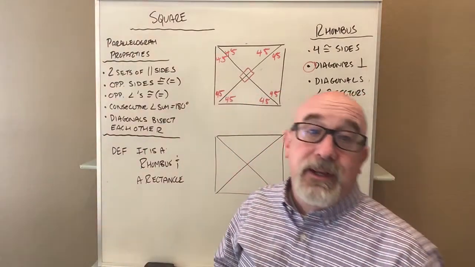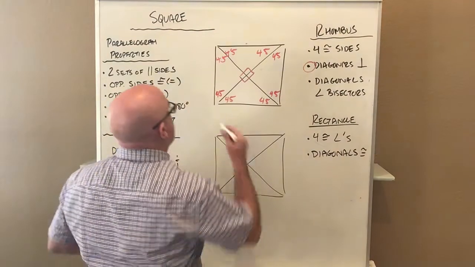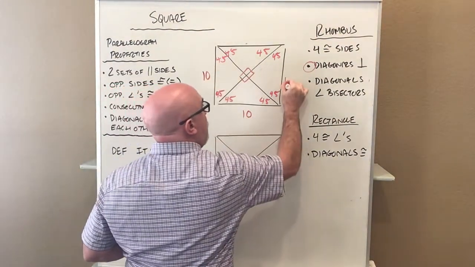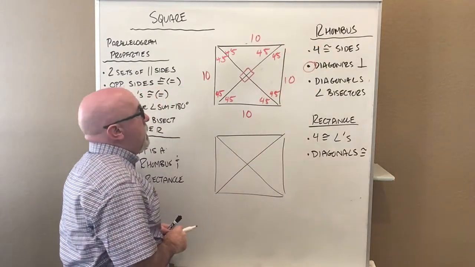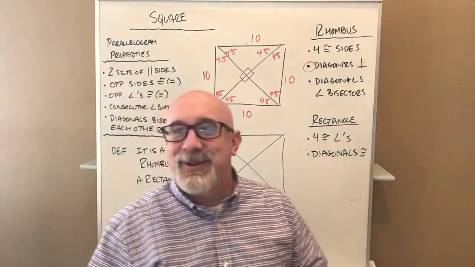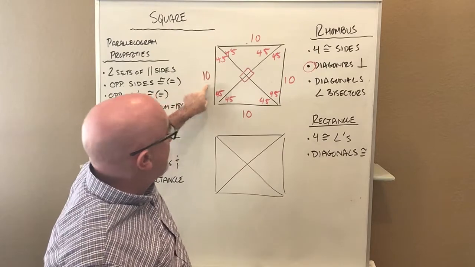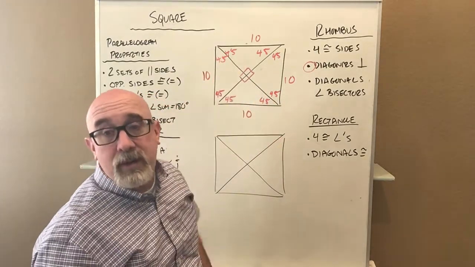Now the only other thing that's involved is the sides. Let's give you one side. Let's say that this is 10. We know that it has 4 equal sides. That's a rhombus item. Now, let's get inside to the diagonals. You could use the Pythagorean Theorem, which is 10 squared plus 10 squared equals this diagonal squared.